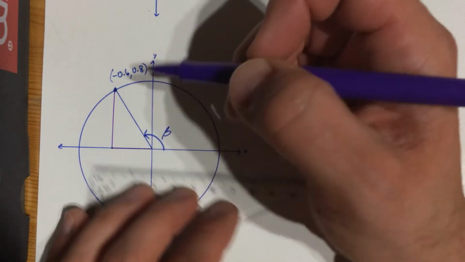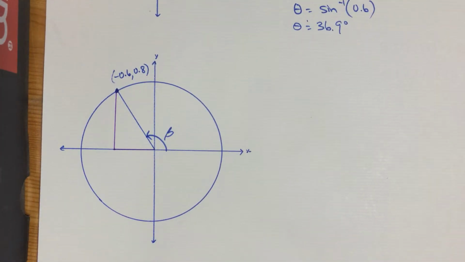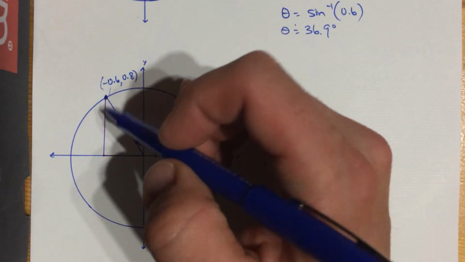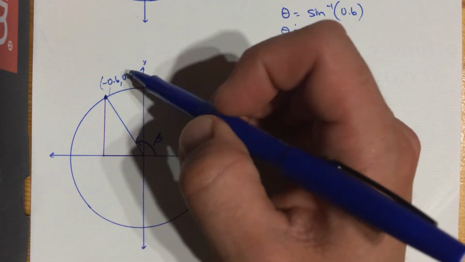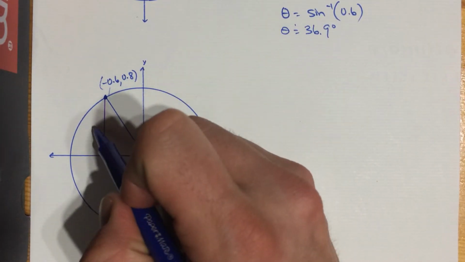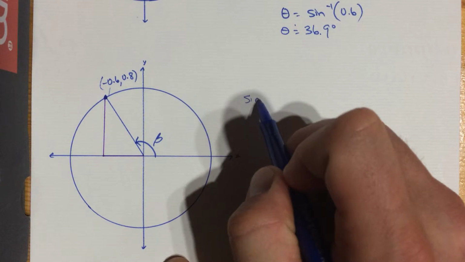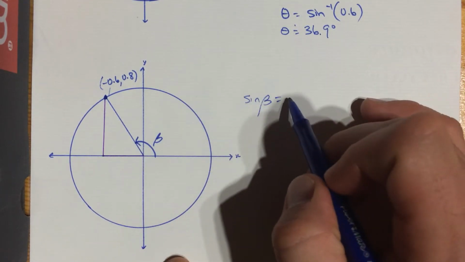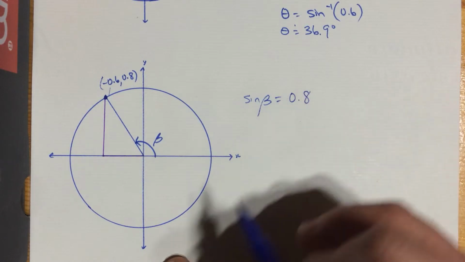Now, instead of the actual length, we're going to still use the y coordinate. In this case, it's still 0.8, but sometimes you're going to get some of these negative values, and we want to be careful to include them where necessary. So the sine of beta is going to be equal to the y value, which is 0.8.